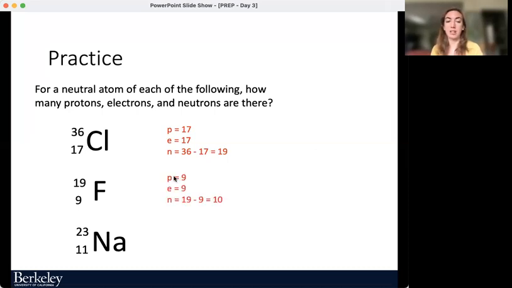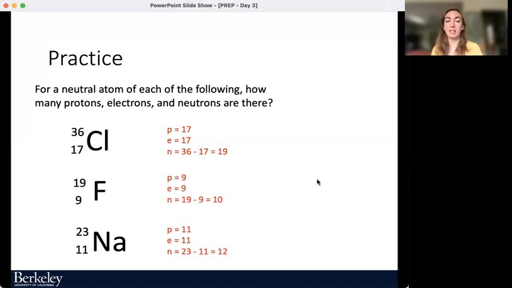So the number of protons is 9. That's what this number is telling us. If an atom is neutral, then it has to have the same number of protons and electrons. So this has 9 electrons. And then the mass number is 19. 19 minus 9 is 10. So there are 10 neutrons.